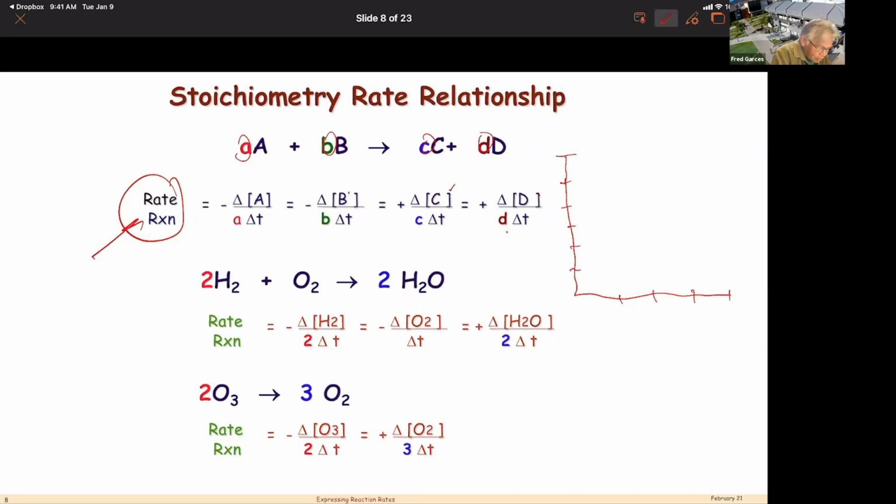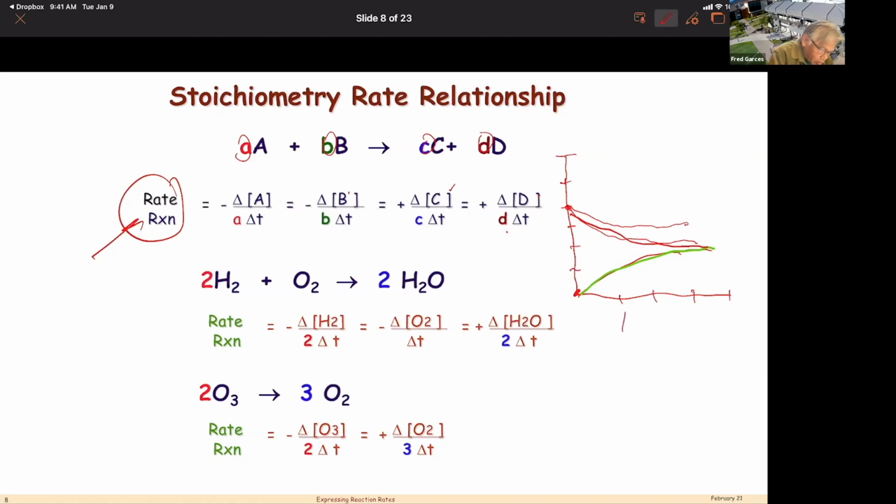So for the hydrogen, let's say we start over here, and we notice that 2 of that disappears over time. Okay, for oxygen, 1 of that disappears over time. And for water, initially you had 0, but over time, 2 of it appears like that. These are the graphic forms that you will see if you were going to graph this.